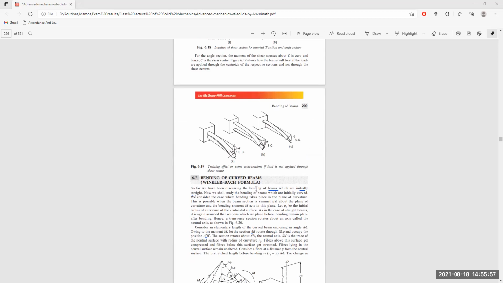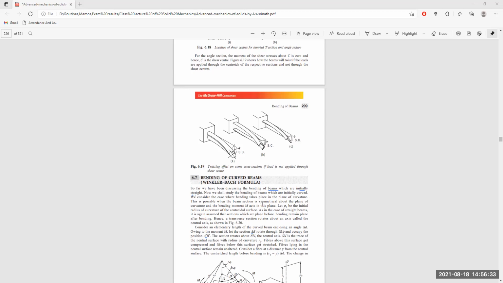So far, we have been discussing the bending of beams which are initially straight. Now we will study the bending of beams which are initially curved. We consider the case where bending takes place in the plane of curvature itself. It is possible when the beam section is symmetrical about the plane of curvature. First of all, the beams were initially straight. Now we will find the effect of the external force on beams that are initially curved.